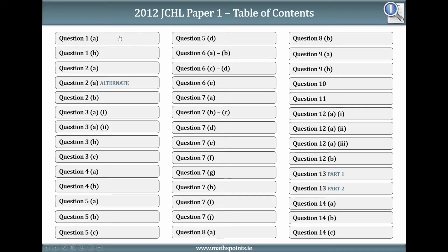So let's take a look at this number question from the 2012 Junior Cert Higher Level Paper 1. So it's question 1A, and we're asked to give two reasons why minus 7.3 is not a natural number.